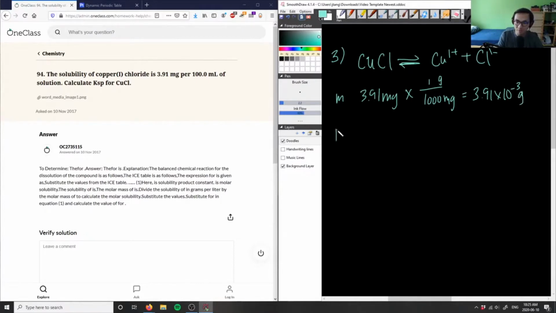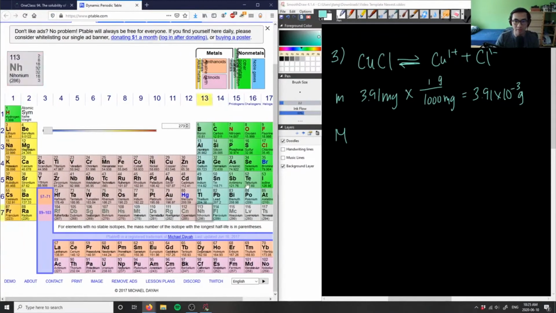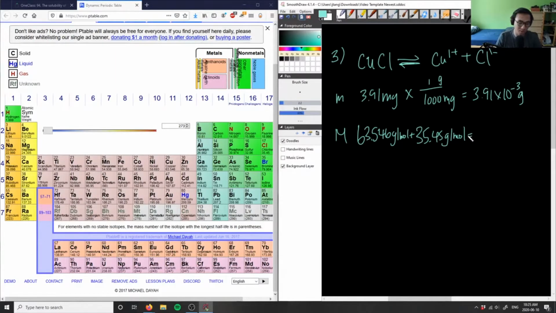And what we need now is the molar mass of copper chloride, and we can easily calculate that by looking at our periodic table. So for the molar mass, the molar mass of copper is 63.546 grams per mole, plus chlorine, which is 35.45. Let me just take out my calculator. So 63.546 plus 35.45 gives us a value of 98.996.